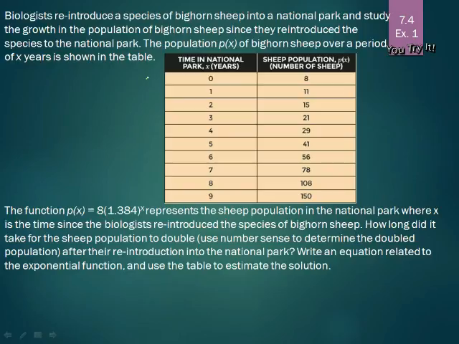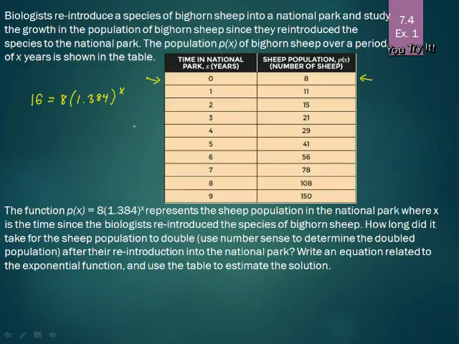Okay, so note here the original population. At 0 years, the population was 8. And so it should double then at 16, since 8 times 2 is 16. And so in our equation, the sheep population P(x) should equal 16. So 16 equals 8 times 1.384 to the x.